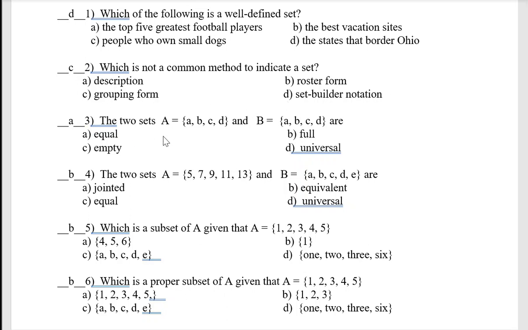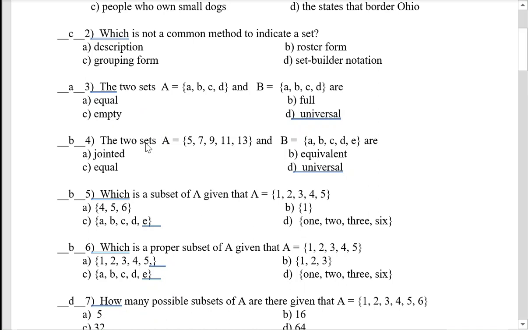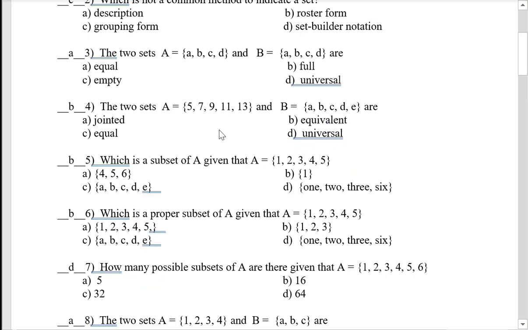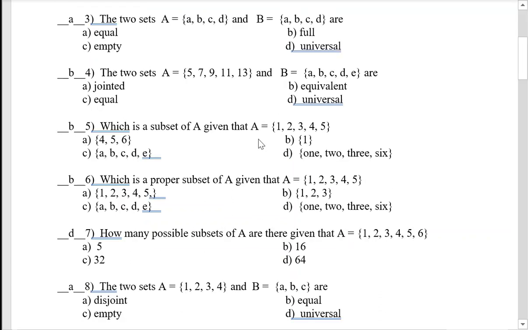Number 3, the two sets A, B, C, and D, and A, B, C, and D over here, they're exactly the same, so they are referred to as being equal. And number 4, these two sets have 1, 2, 3, 4, 5 elements, and 1, 2, 3, 4, 5 elements. Then that means they are equivalent. So sets that are equivalent have the same number of elements.